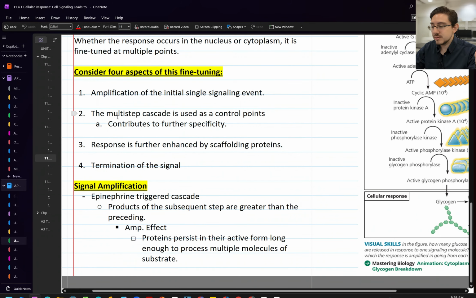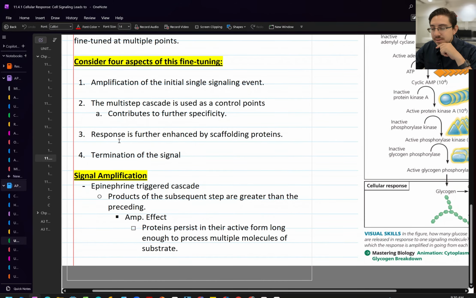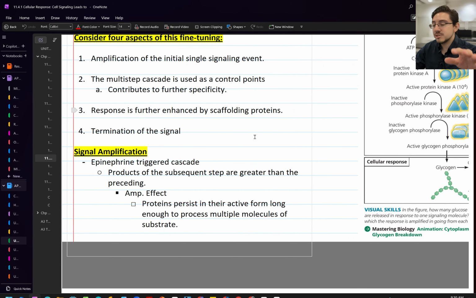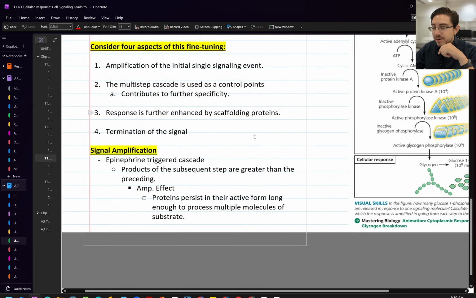Okay, when you want to fine-tune, coordinate, and regulate the signal transduction event, you need to consider four things, right? Amplification of the initial single signaling event, the multi-step cascade in itself, having a couple of control points, okay? And then once you have this kind of activation of relay molecules, your response is further enhanced by what are called scaffolding proteins, and I'm going to talk about that in a bit. And then ultimately, you want to figure out how to terminate the signal. You don't want to have the signal all the time, right?